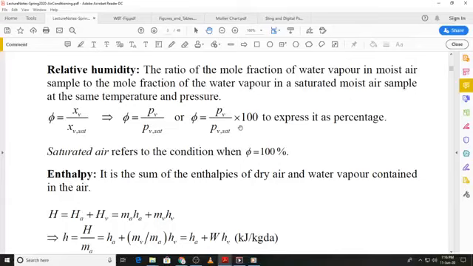and obviously it will vary in numerical value from 0 to 1, or as a percentage from 0 to 100%. If there is no moisture present in the air, it's completely dry, then the relative humidity will be 0. And if the air is completely saturated, then PV becomes equal to PV sat, and phi will be equal to 1 or 100%.